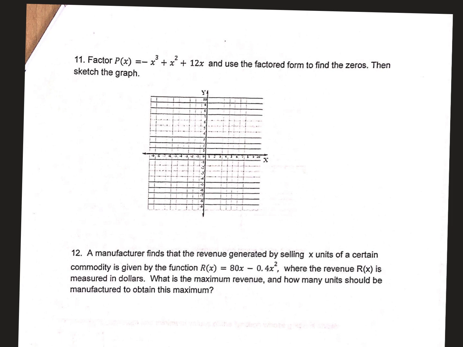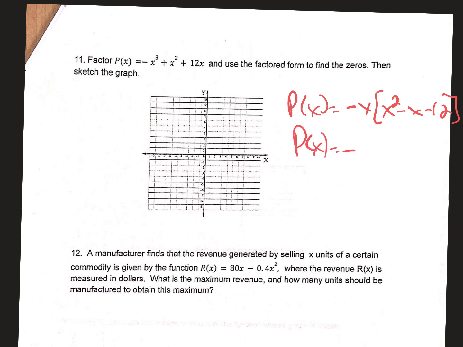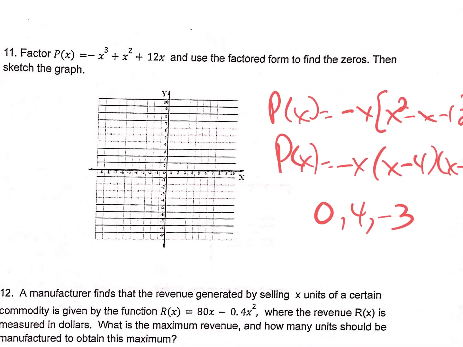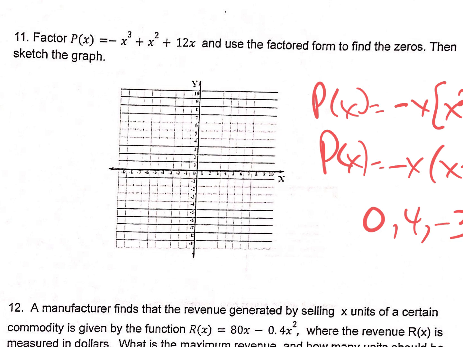Number 11, factor this one and use the factored form to find the zeros. So let's sketch the graph. Did this just a second ago. P of x equals, I'm going to take out a negative sign and an x because I don't like a negative in the front. If I take an x out of everything, it gives me a quadratic, which makes it easy to factor. If I take a negative out, that changes all the signs, so it's going to be x squared minus x minus 12. Let's factor that. It would be x minus 4, x plus 3. So my zeros would be 0, 4, and -3. Those are my zeros right there. I'm going to make this a little bit bigger. So I have 0, 4 is right here, -3 over here.